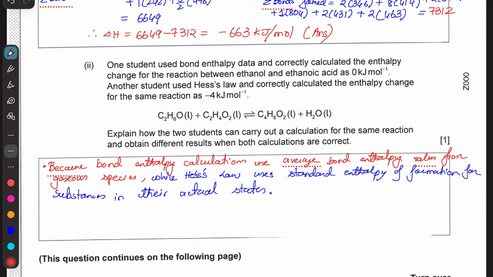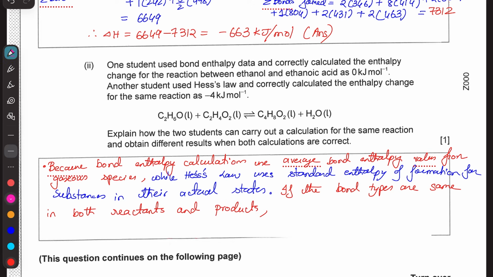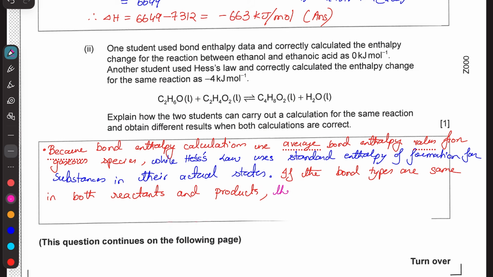Now, as I was saying, if the bond types are the same, then your enthalpy change will be 0. It's not really relevant here, but I'll just make a note. If the bond types are the same in both reactants and products, the enthalpy change using bond enthalpy will be 0.